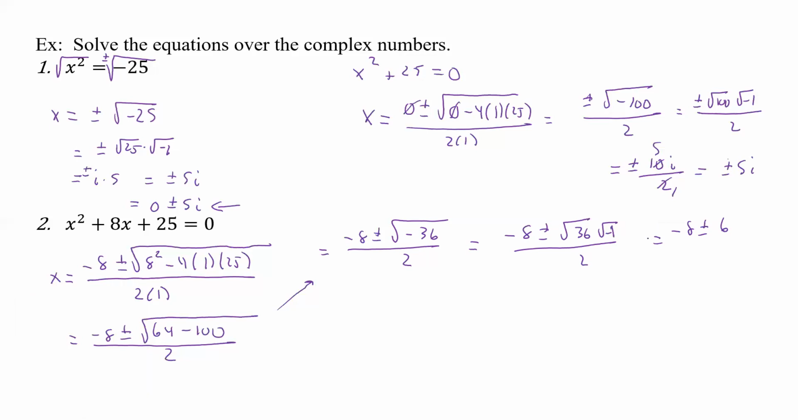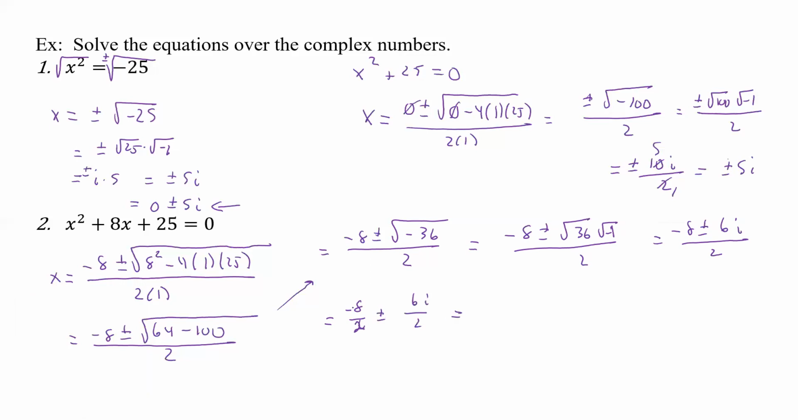One step ahead, and then I put it in wrong. And square root of negative 1 is i. There's where the i comes in, divided by 2. Now, I'm going to break that up into two fractions. Then negative 8 over 2 plus or minus 6i over 2.